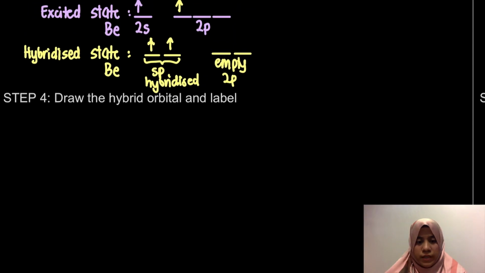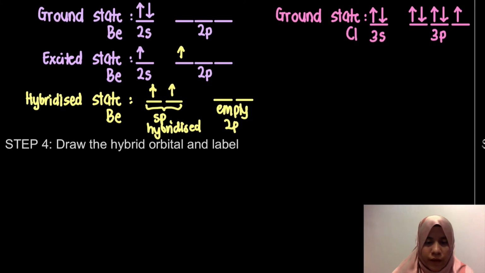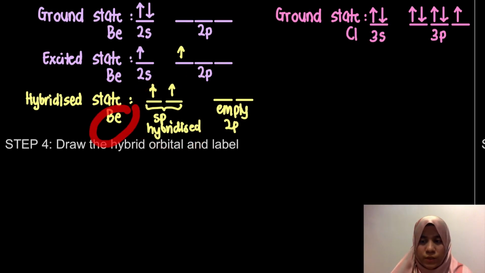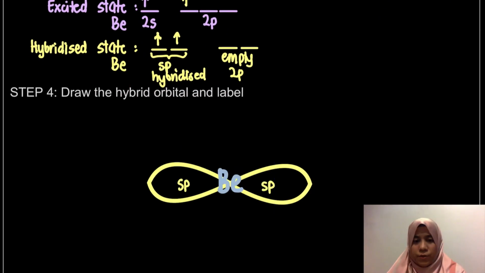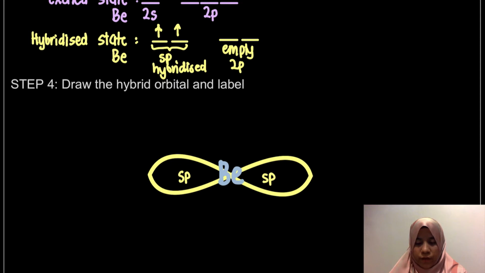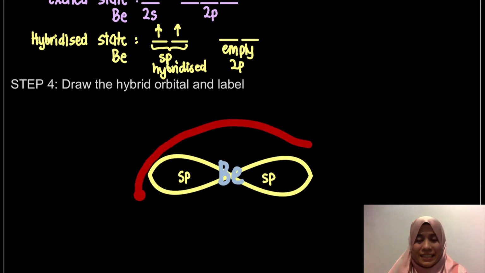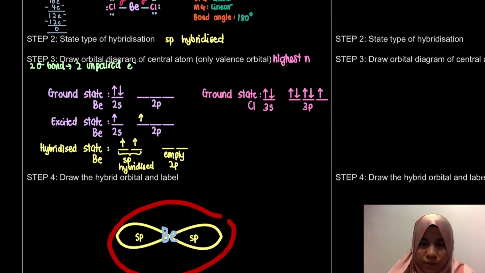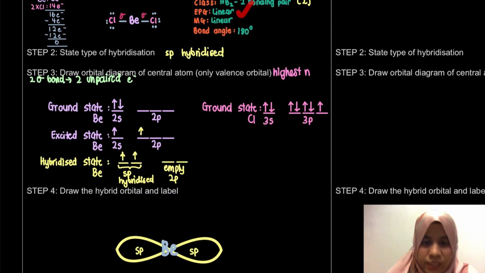Okay, so firstly, we know we will do sp hybridised, which is our beryllium. Okay, so how do I do it? First, the hybridized state for beryllium. Okay, so sp, its shape is linear. Okay, so how do I know it? If you don't want to memorize sp linear, actually you can look based on your EPG and MG. It's linear, right? So, you draw it.